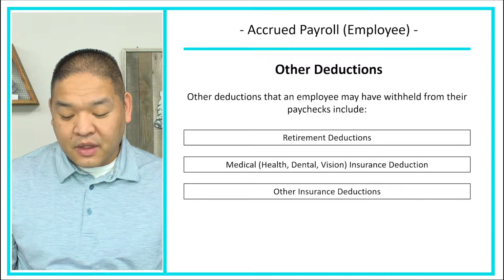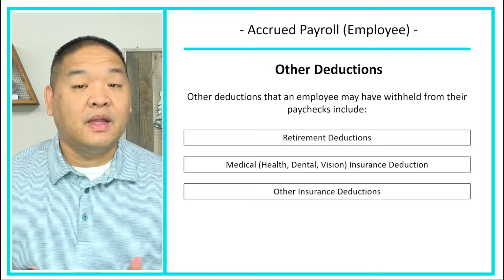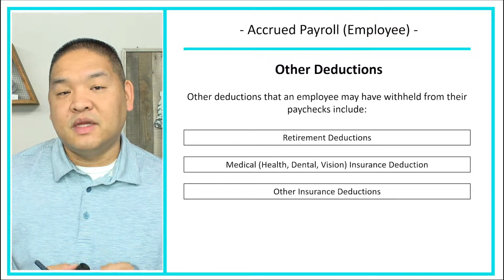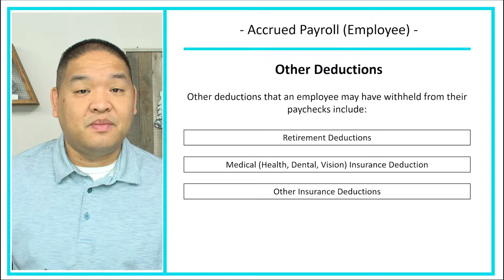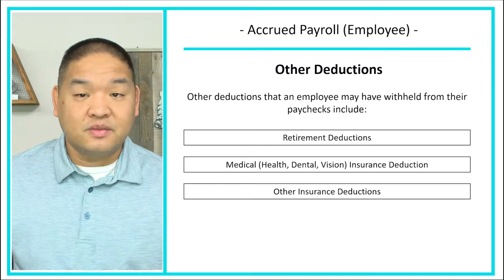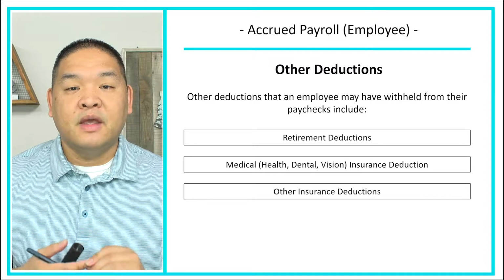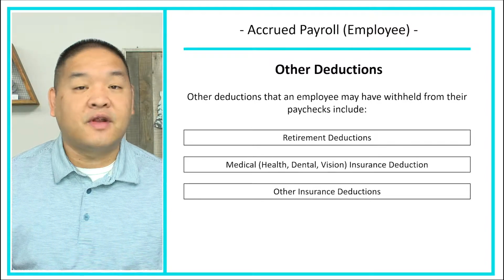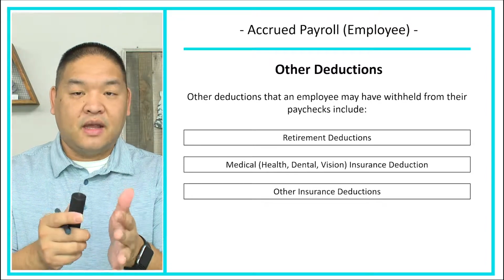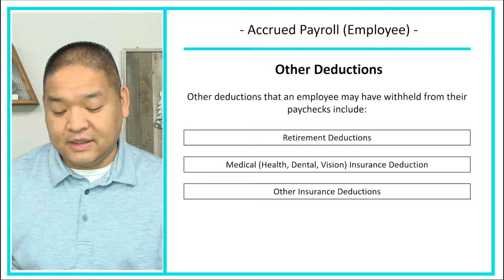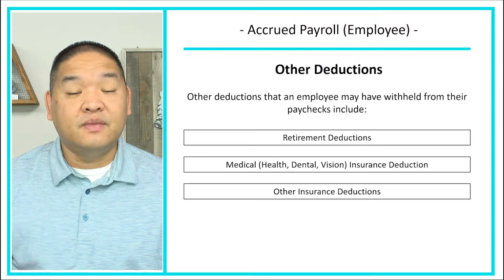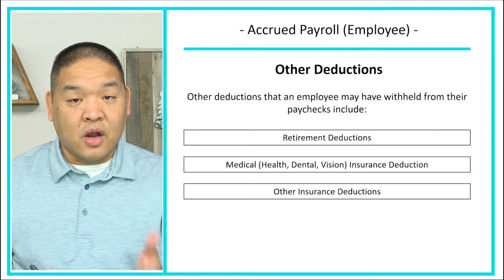Other insurance deductions: there may be life insurance, cancer care insurance, or short-term disability. There's a whole slew of different insurances that you can buy. And again, these types of insurances often are not paid by your employer, but instead paid by you, the employee. So those are other deductions that need to be made from the gross pay.